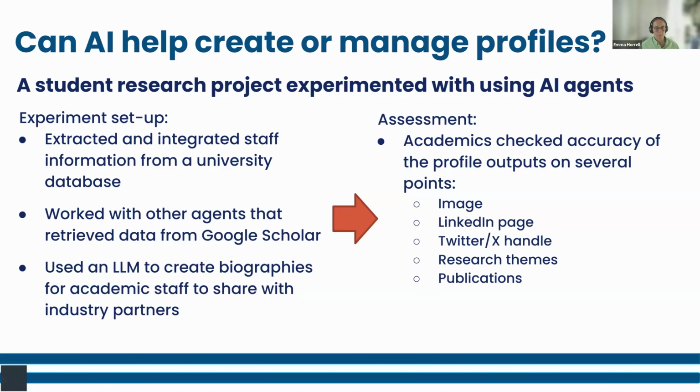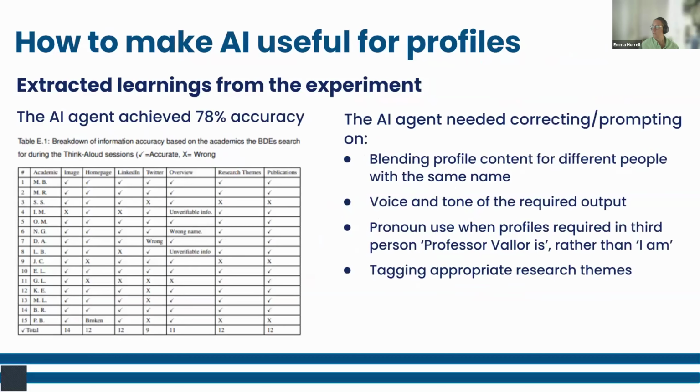And what the project sought to understand was how good a job it did in that process. The way that they assessed it was by looking at several points to check that they were correct. So was the image correct? Was the LinkedIn link correct? Were the research themes correct? And so on. And they got staff members to look at the content of the AI generated profiles to assess if it was actually correct.